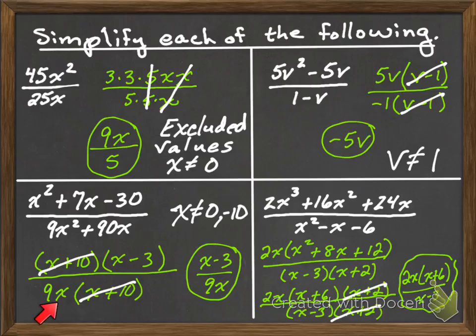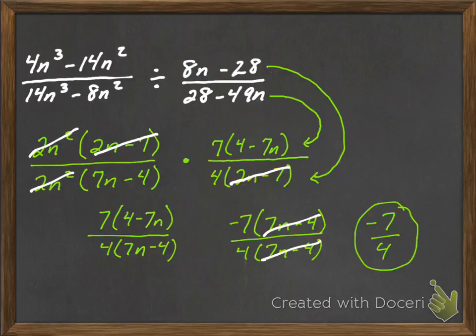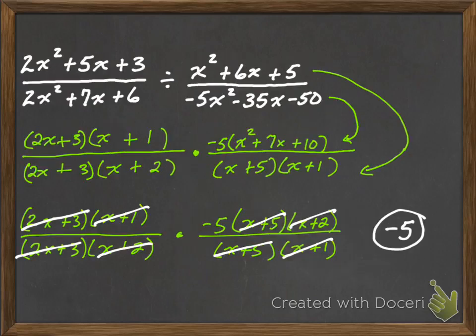Because if x is 0, that would give you 9 times 0, which is 0, and 0 times anything would be 0. And negative 10 would cause this parenthesis to be 0, and then 0 times this would be 0. So there are two values that cause this to be 0. Here the excluded values would be positive 3 and negative 2. Okay, all right, so let's jump over here to one of these. All right, let's look at this one.